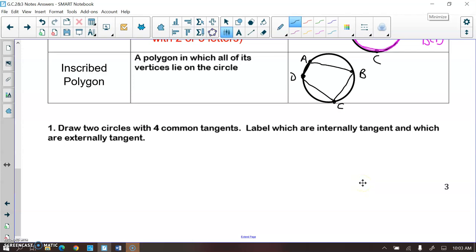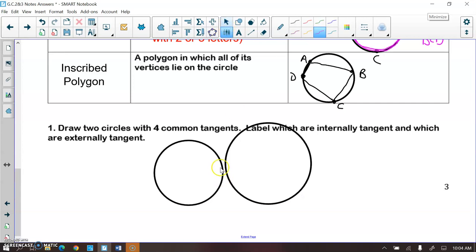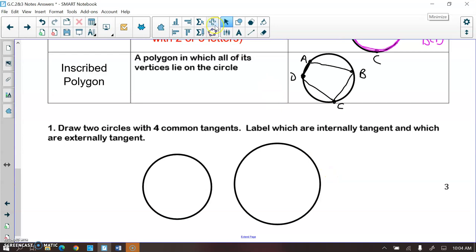All right, so number 1 says to draw 2 circles with 4 common tangents and label which are internally tangent and externally tangent. So we're going to start off with 2 circles. Doesn't matter what size they are. We're going to keep them separated. And so let's draw an external tangent.